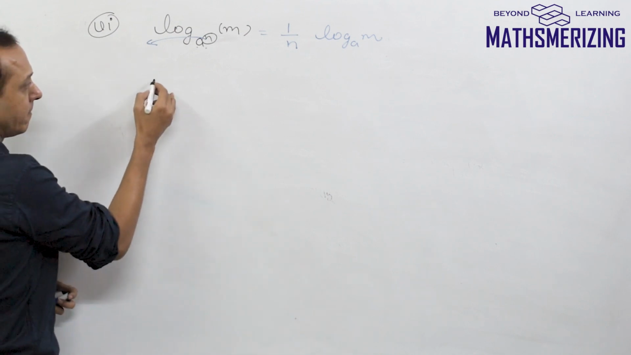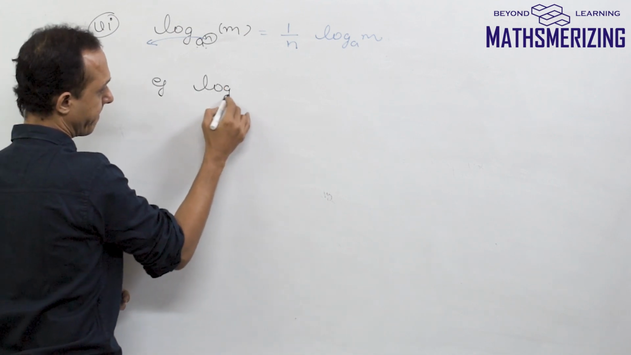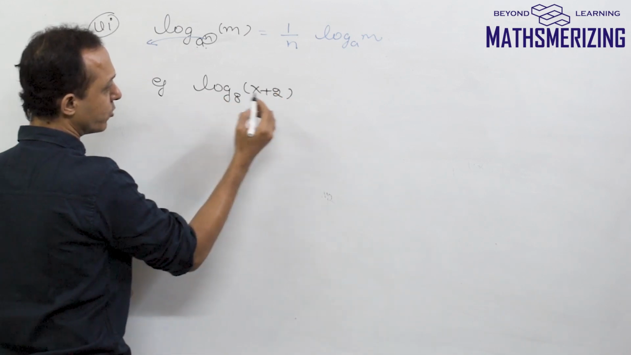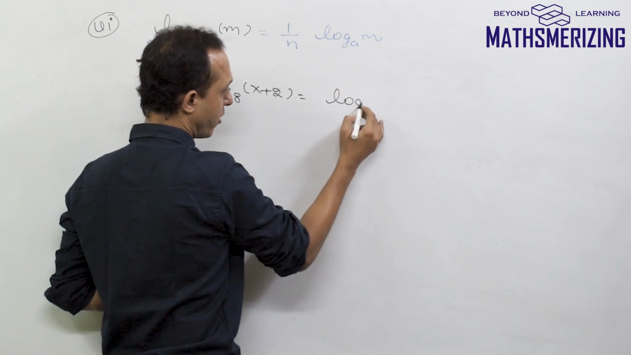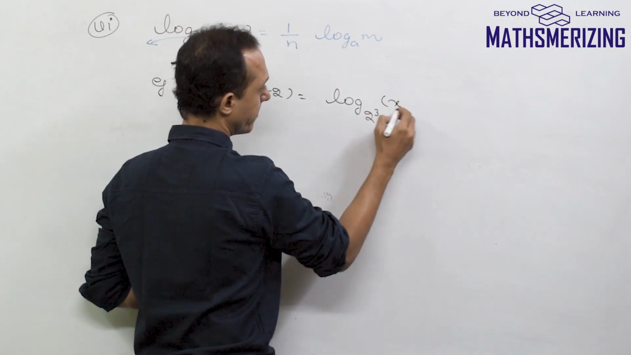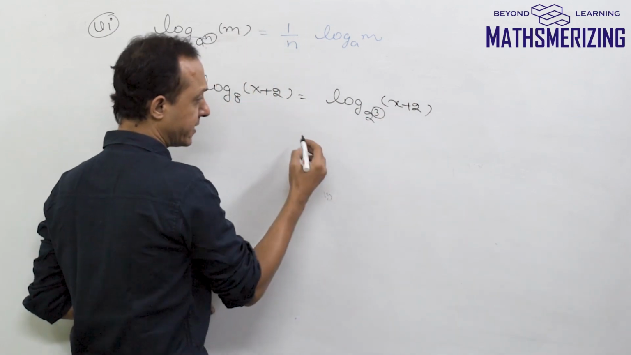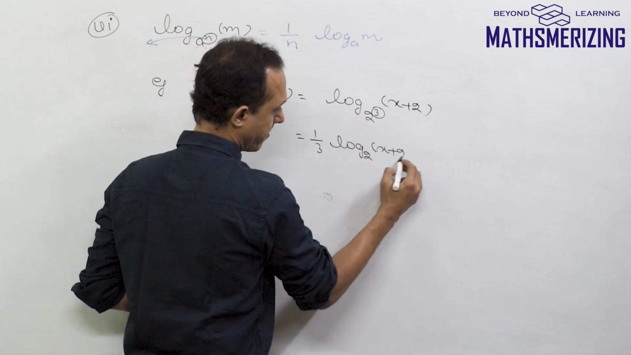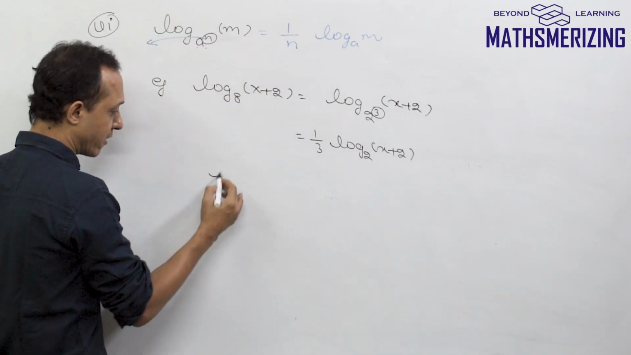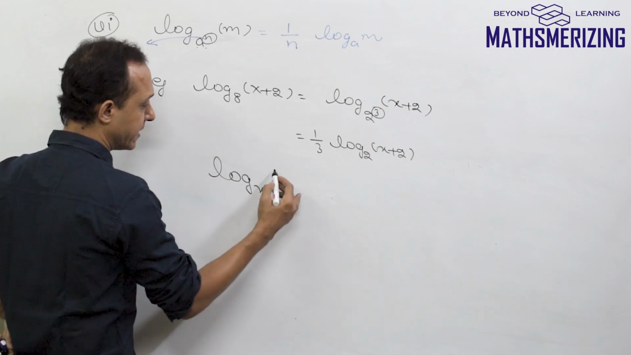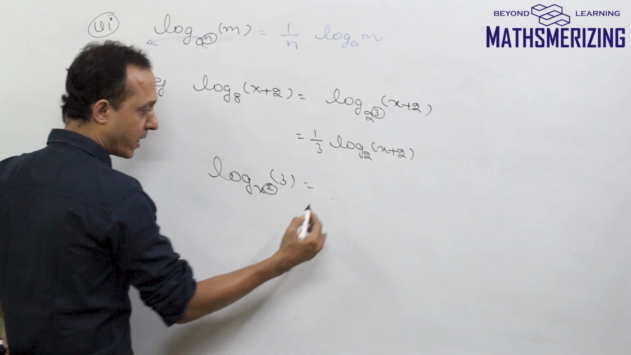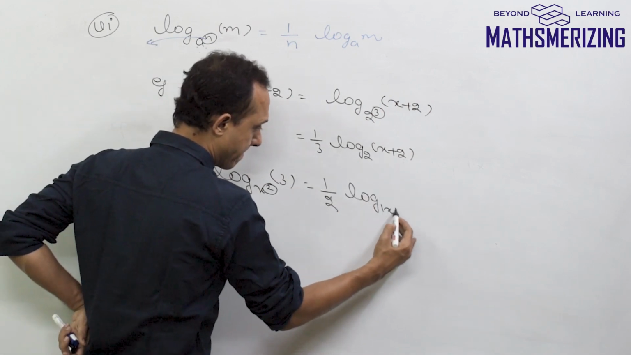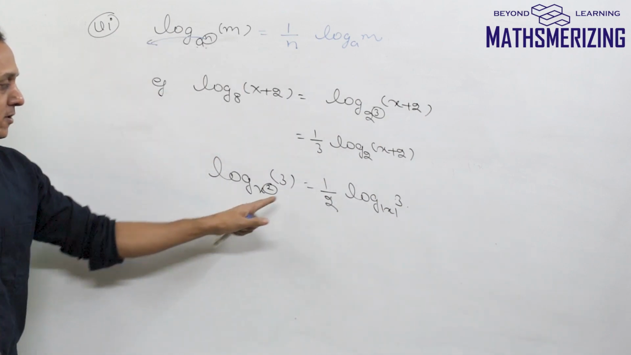Now say for example, suppose the question is log x plus 2 to the base 8. I can write it as log 2 cube x plus 2. Now because the exponent is in the base, I can write it as 1 by 3 log x plus 2. Now here also, when I have an even power, in this case, when I take this number out, if I write 1 by 2, I'll simply have to write it as log 3 to the base mod x in place of x.